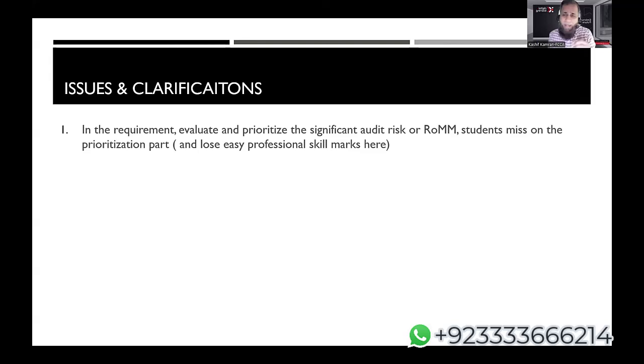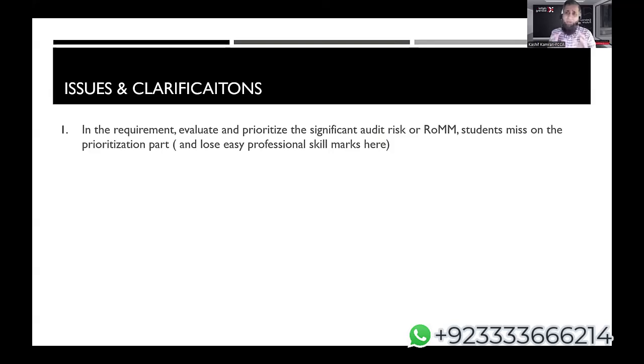Now, what is the easy way out? When you're writing the audit risk or risk of material misstatement, suppose you need to write 5 of them. You can write them in the order in which you are finding them in the scenario. Suppose you start to read exhibit number 2, you find risk 1, risk 2, risk 3. You go to exhibit number 3, you find another risk, and you keep accumulating the total number of risks you need to write versus the marks.